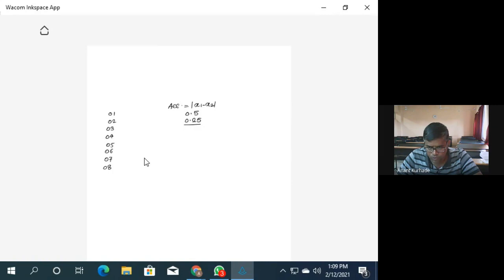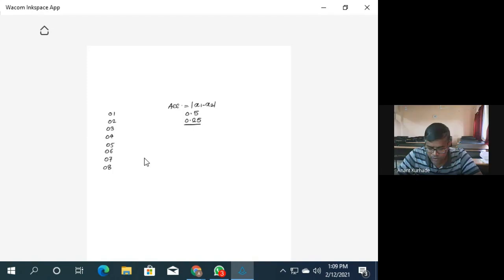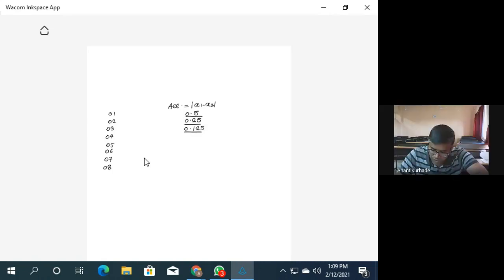Greater than given accuracy. So what is the requirement? The accuracy should be equal to or less than the given. So again, go for the next iteration. Now tell me, after the third iteration, what will be the accuracy? X1 minus x2, 0.125. Again, this is greater than given. Again, go for the next iteration.